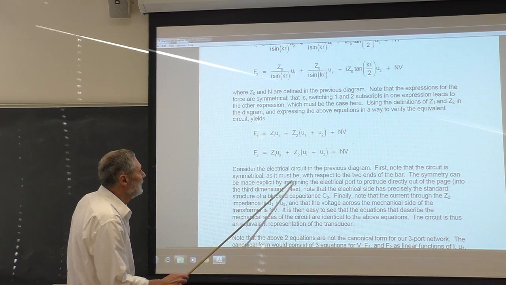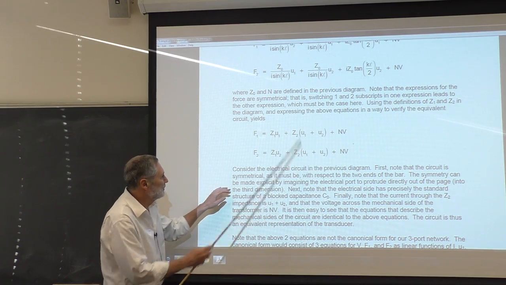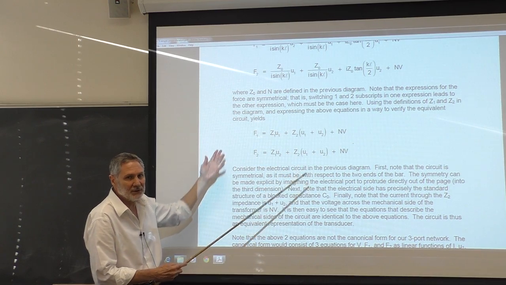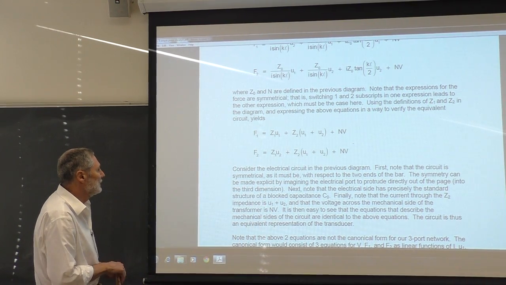Oh, I'm sorry, I did the symmetry. I did the mathematical symmetry up here. In the notes, it's here. It's easier here: interchange 1 and 2, and you get the same set of equations. All right.